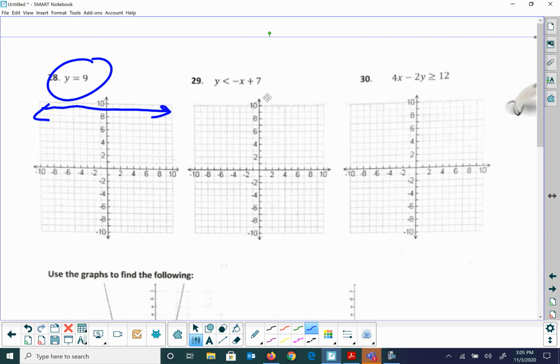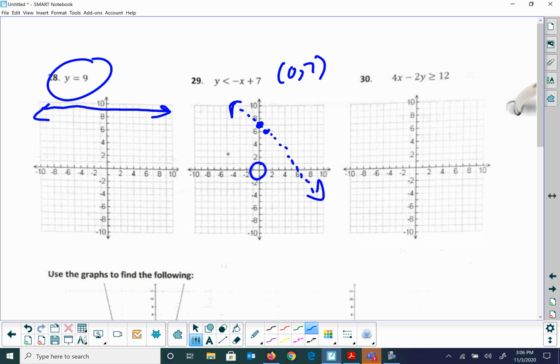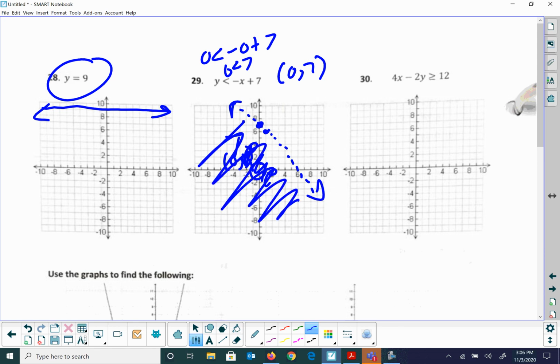Okay. Oh, we have an inequality. So the first thing I'm going to plot is I know I got 0, 7. That's my y-intercept. And my slope is -1, so I'm going to go down 1, right 1. And this is a dotted line. Okay. I'm going to pick my point 0, 0 because it's a great point. Plug it in. 0 is less than -0 plus 7. 0 is less than 7. So that is true. And true, my friends, means I'm going to shade down here. Shade where it's true.